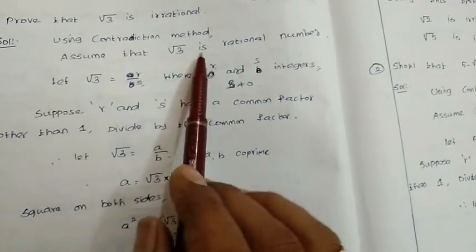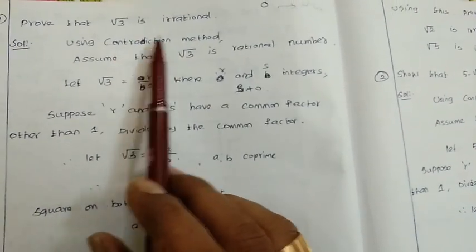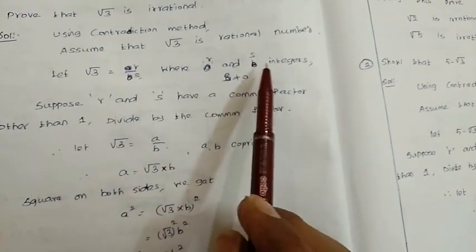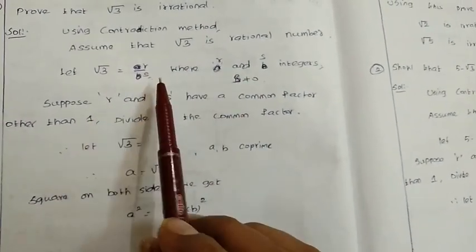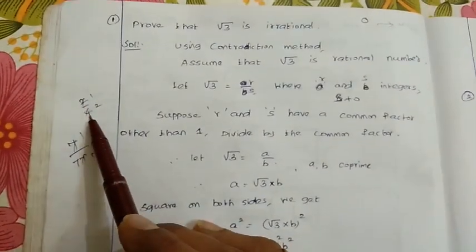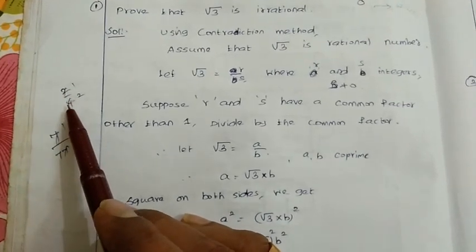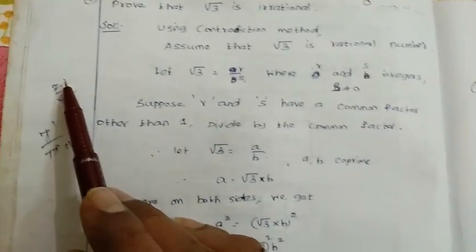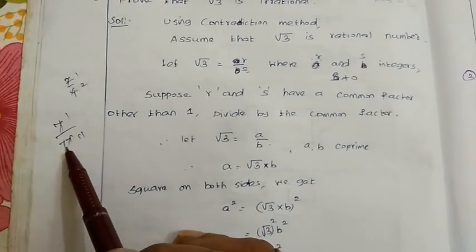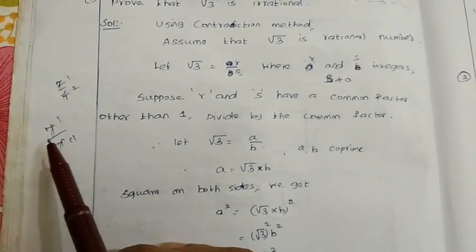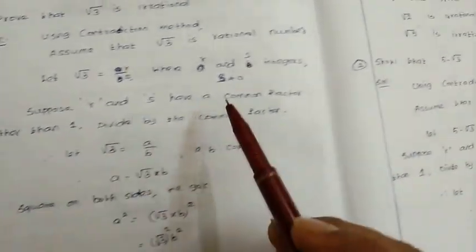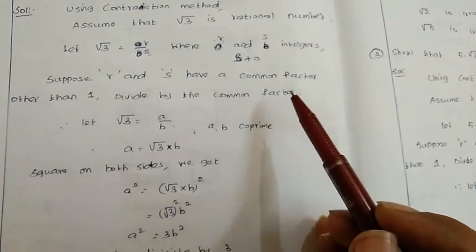So assume that root 3 is rational. We need to prove it is irrational, no? So assume it is rational. Now root 3 equals r by s, where r and s are integers. Suppose r and s have a common factor other than 1. Suppose 2 and 4: 2 divided by 4 we can write in the simplest form as 1 by 2, with the common number 2. Suppose 7 and 77, it is also a rational number, with common factor 7, so we can cancel by 7 and get 1 by 11. We divide by the common factor.